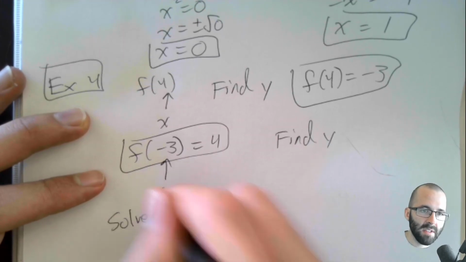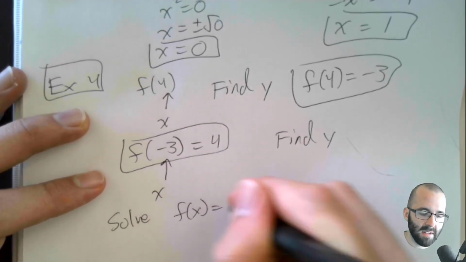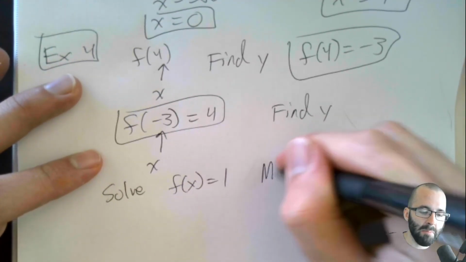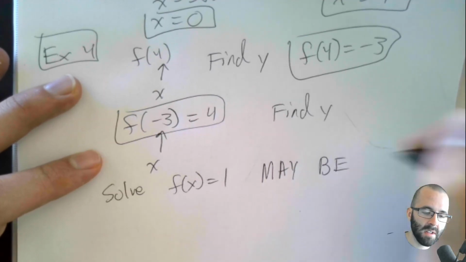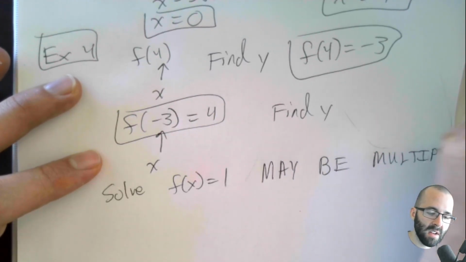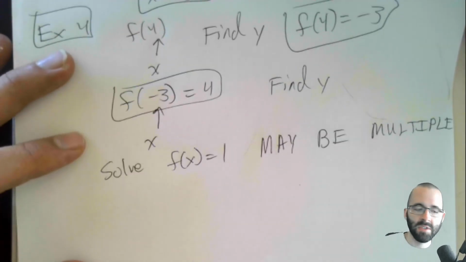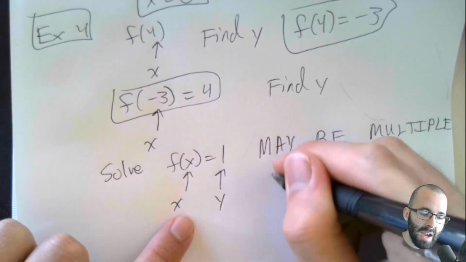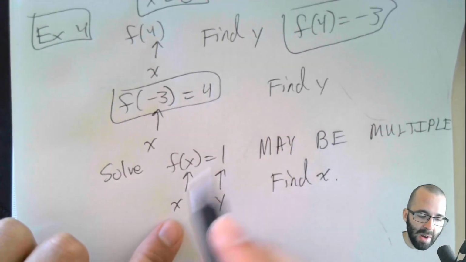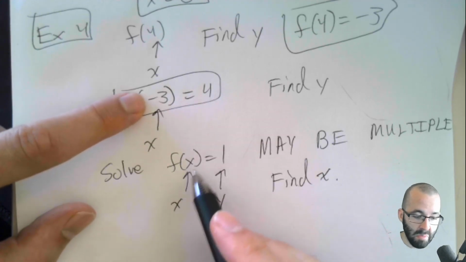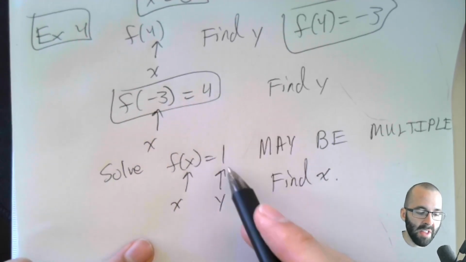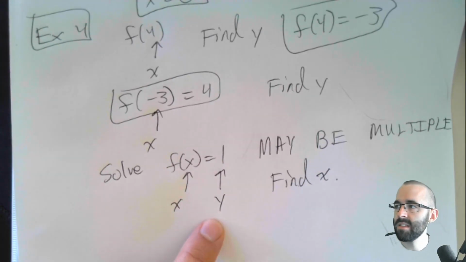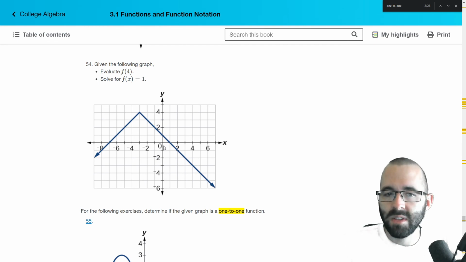Finally, solve f of x equals 1. And watch out here. There may be multiple solutions. Okay, so let's look at the graph. This time, we don't know x. We're given the y value and we need to find the x value. F of x. It doesn't tell us what x is. This time it gave us the y value. So when y is 1, what is x? So we kind of go backwards this time.